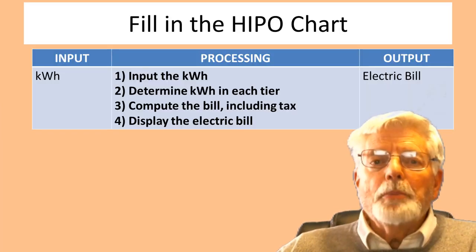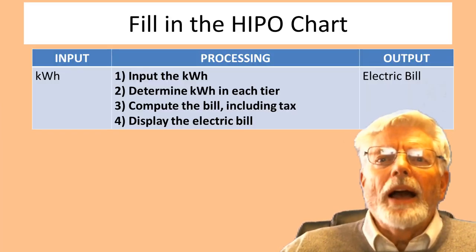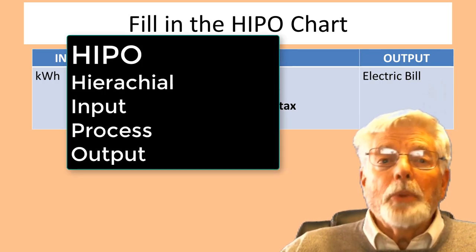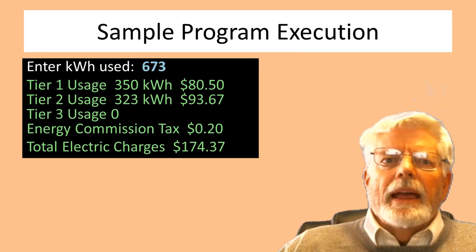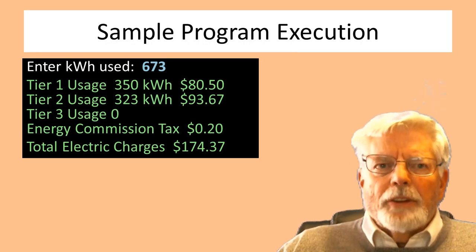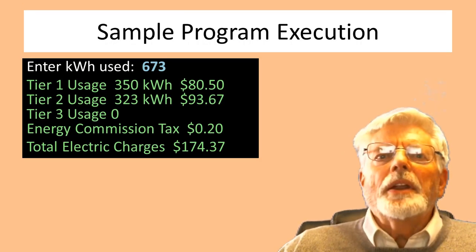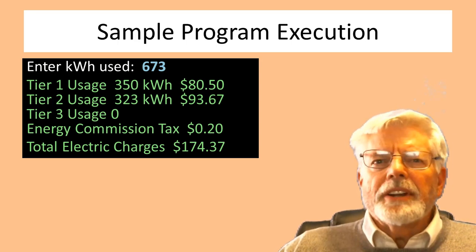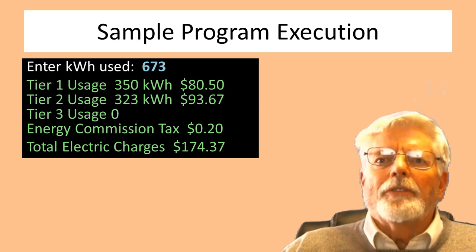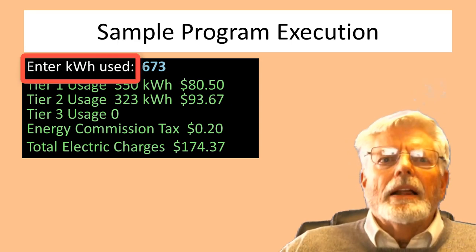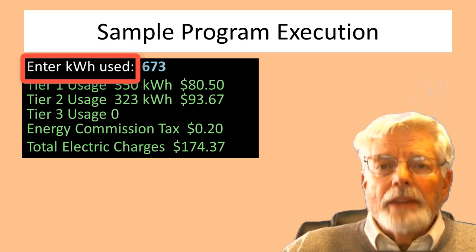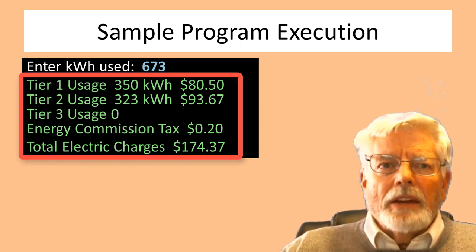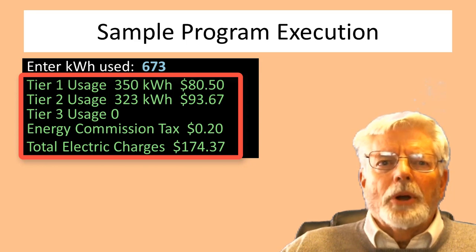We can place the input, processing, and output into a HIPO chart. HIPO stands for Hierarchical Input Process Output. If I used 673 kilowatt hours, the bill is $174.37. The colors for the text characters in this presentation are for illustrative purposes only. I am showing white characters to indicate the prompt messages, light blue for the user inputs, and green for the display of the program's output.